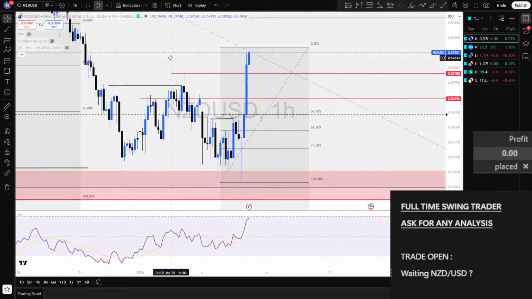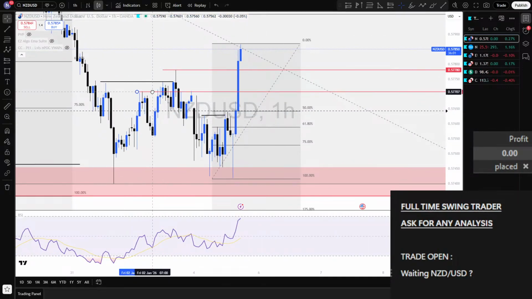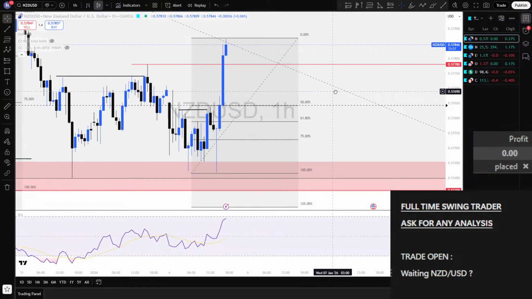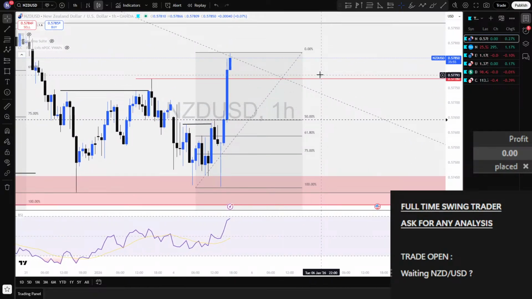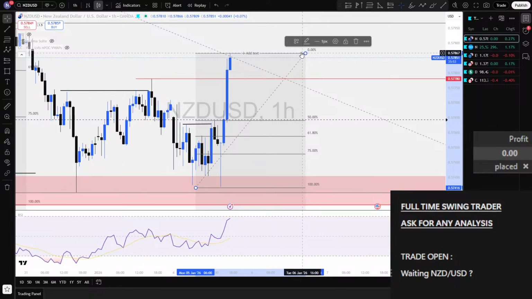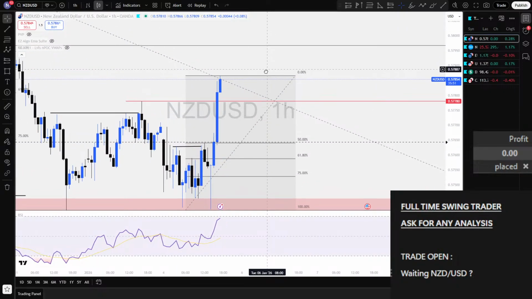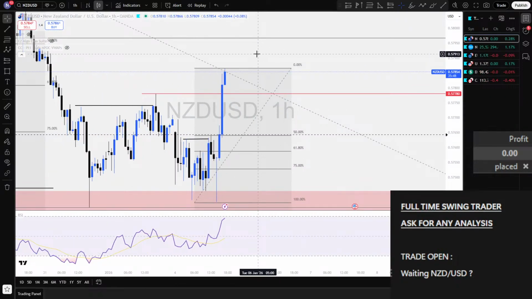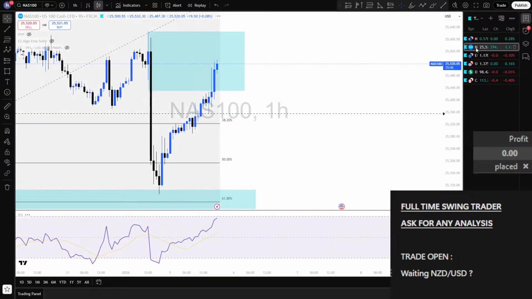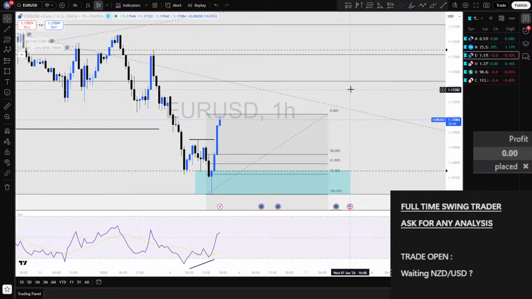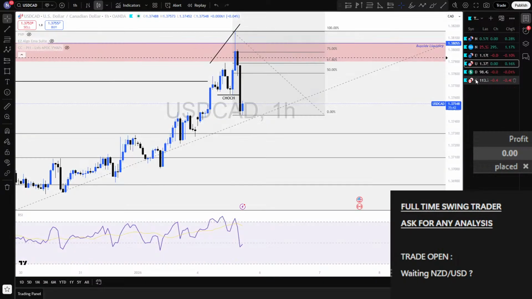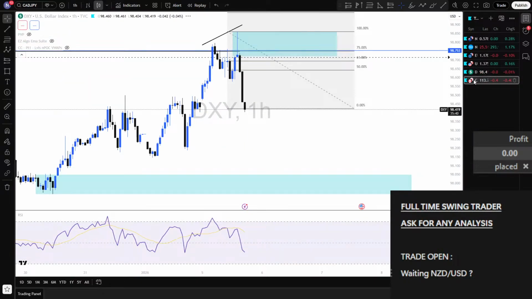NZD USD. Oh la la. I was talking about this trade with the friends all morning, and then it's just flying without me. That's all of the game.